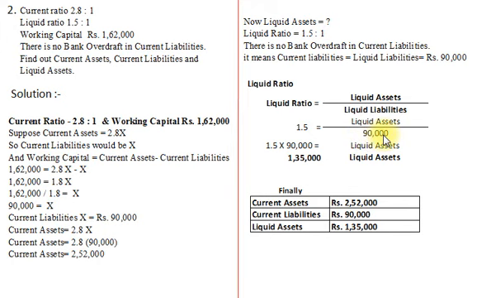Now let us do some mathematical operations. So 1.5 multiply 90,000 is equal to liquid assets. So finally we get rupees 1,35,000 as liquid assets. And finally current assets rupees 2,52,000 already we calculated. Current liabilities rupees 90,000 calculated, and liquid assets rupees 1,35,000.